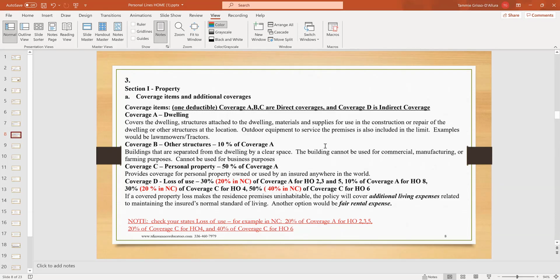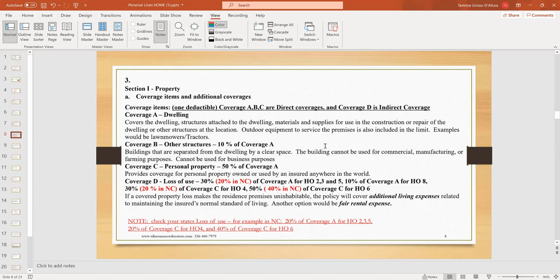But again, those other structures should be used to put, maybe, your lawnmowers or your tractors or your Christmas decorations and things like that. It cannot be used for commercial, manufacturing, or farming. Now, some examples of other structures are fences, swimming pools.